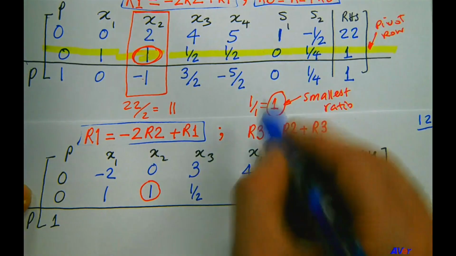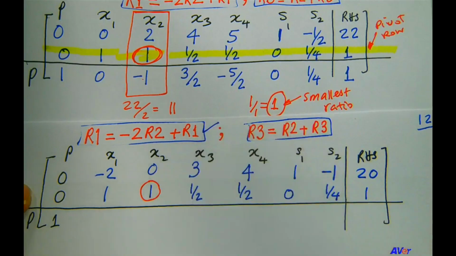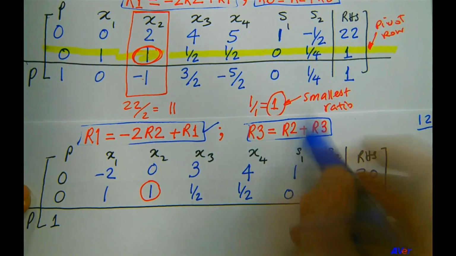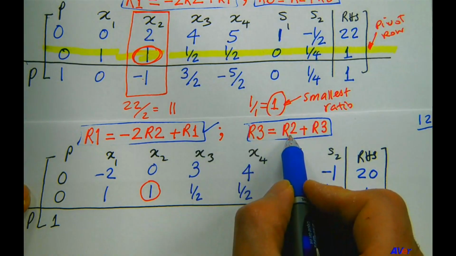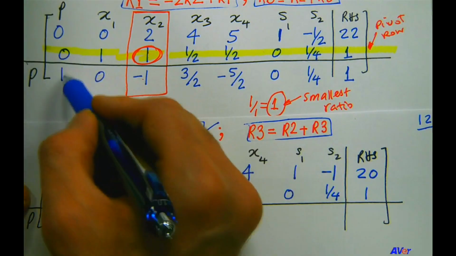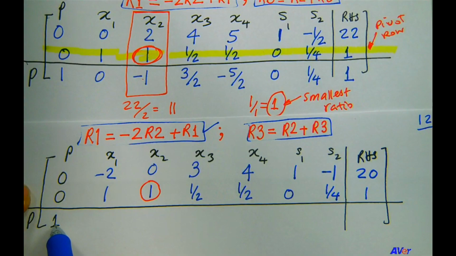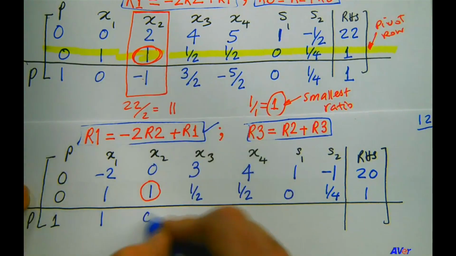Okay, so now we're going to carry out this row operation. We're done with that one. Okay, this is saying simply to replace row 3, add row 2 and row 3. So row 2 and row 3. 0 plus 1, 1. We already got it. 1 plus 0, 1. 1 plus negative 1, 0.